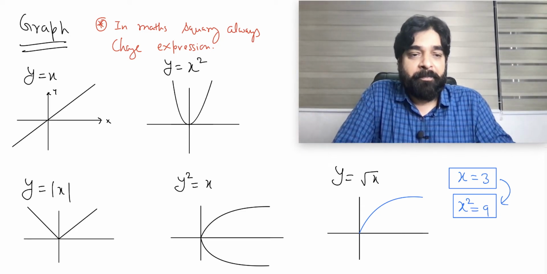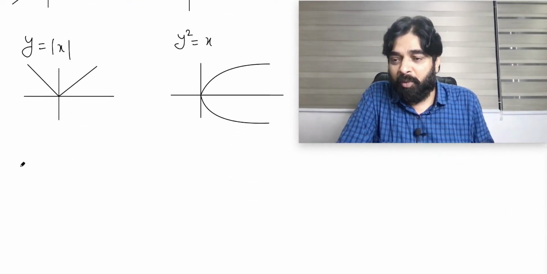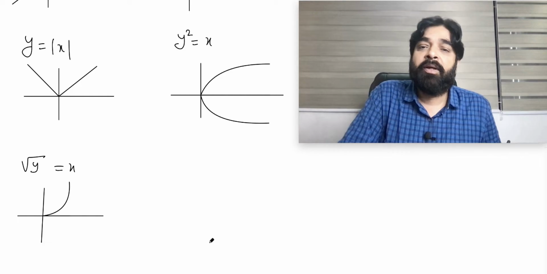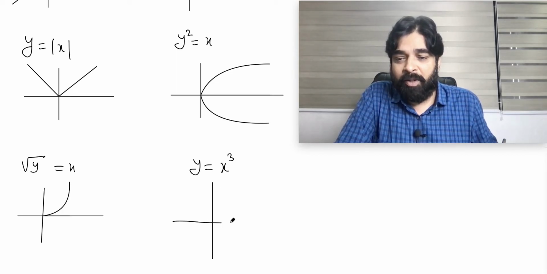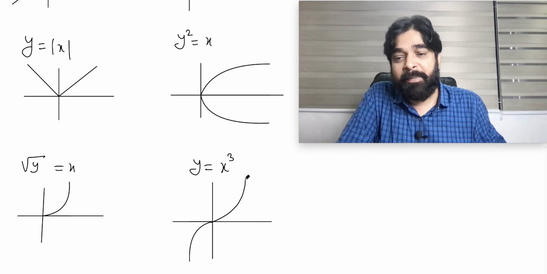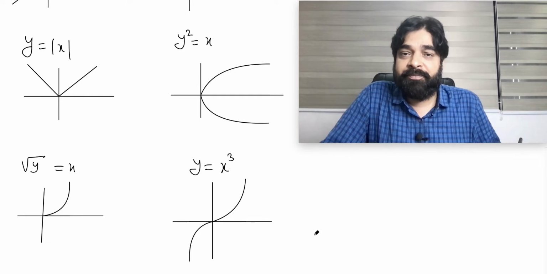Am I clear to everybody? Right? Next, root y equal to x. This graph and y equal to x square are different graphs. This graph looks like this. This is root y equal to x. Y equal to x cube. These are the basic graphs which you have to learn. This is the y equal to x cube graph.